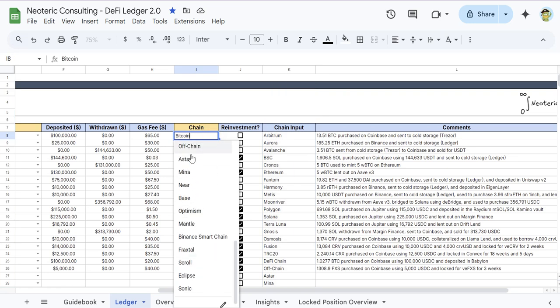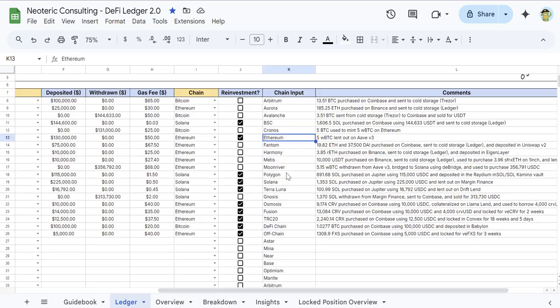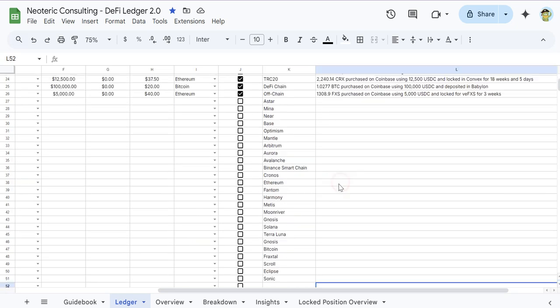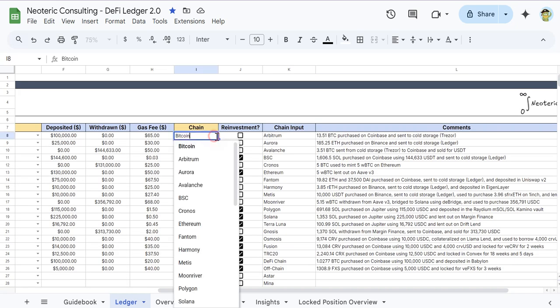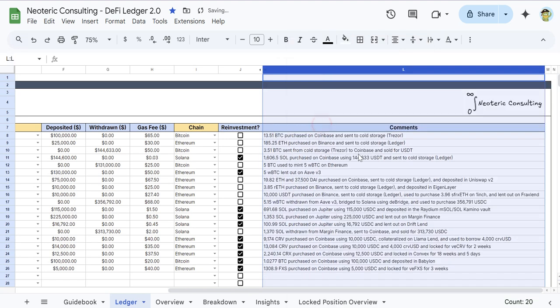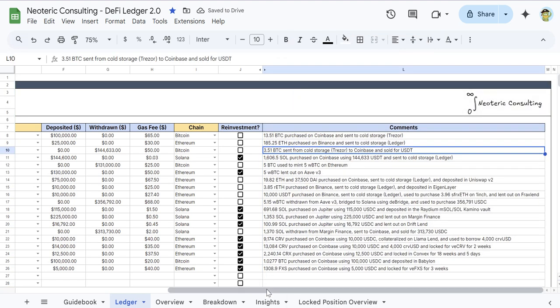If the chains here don't support any of the chains you make transactions on, feel free to add as a non-numerical input, basically just text here, the chain that you want, and it'll show up here in the dropdown. And when you're not using it, I like to hide it for aesthetic purposes. That's the ledger tab.